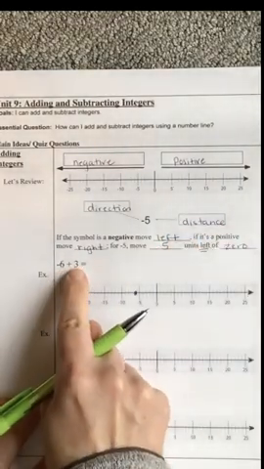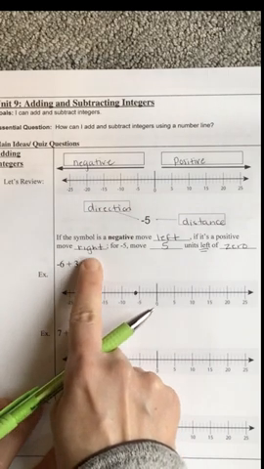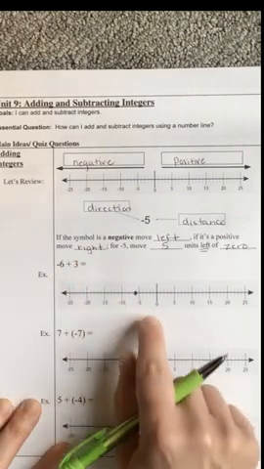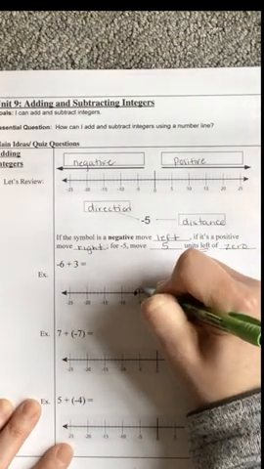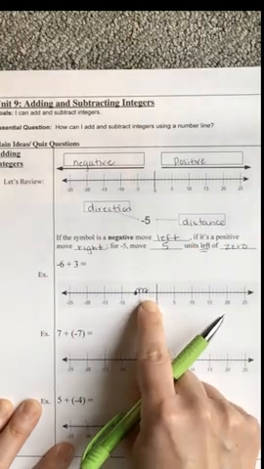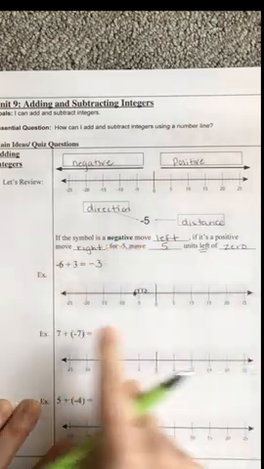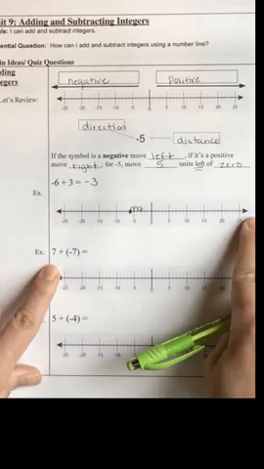Now I'm going to add 3. This is a positive 3, yes? So if it's a positive, I'm going to move right. So I'm going to take 3 steps to the right from -6. So 1, 2, 3. Where do I end up? I end up at -3. Do you see how the number line is helpful when I'm adding these integers? Let's do the next one.